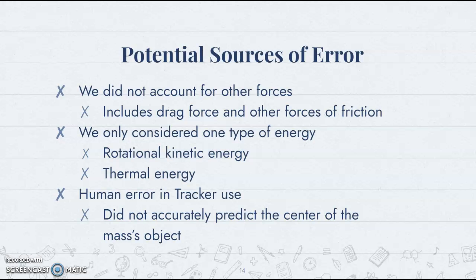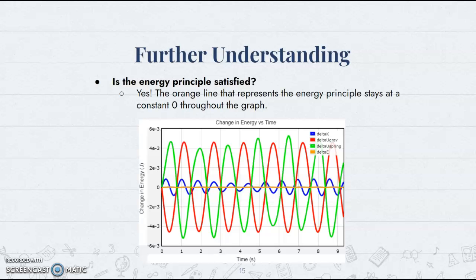Some potential sources of error are that we did not account for other forces acting upon our system, such as drag forces or other sources of friction. We also considered only one type of energy, when we could have also included rotational kinetic energy and thermal energy. Finally, we have to take into account natural human error. When I tracked the center of the mass of the object, I did not consistently always record the same center of mass. Now we move on to further understanding.